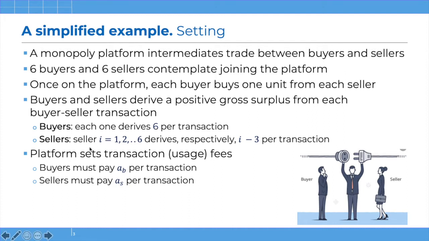Now, sellers are different. Seller i, being any value between 1 and 6, derives a value i minus 3 per transaction. That will become clearer on the next slide. Now, the platform sets transaction fees. So per transaction, each buyer and each seller has to pay a fee to the platform. We call this fee AB for the buyers and AS for the sellers.